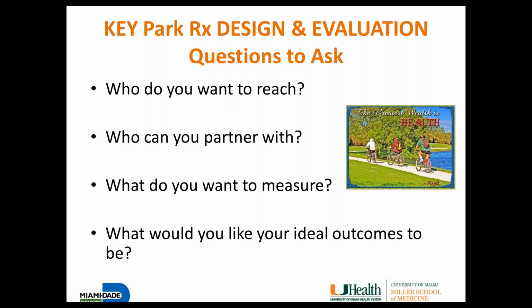Maybe it's an older adult population. Maybe it's families. Who can you partner with? This is key, obviously. As we heard from Kevin, it could be a health and human services group. It could be a school of nursing. It could be a school of public health. It could be a school of medicine. But the key is to find a champion for you, for parks, that's within a medical or healthcare system.